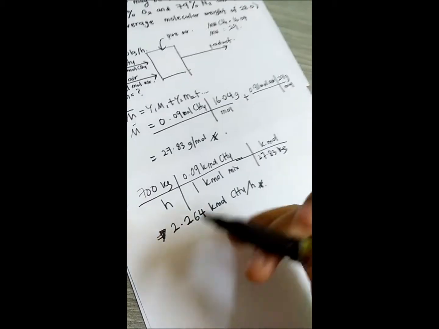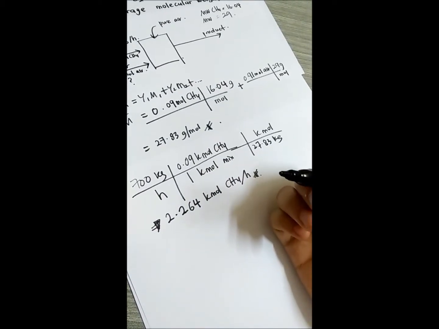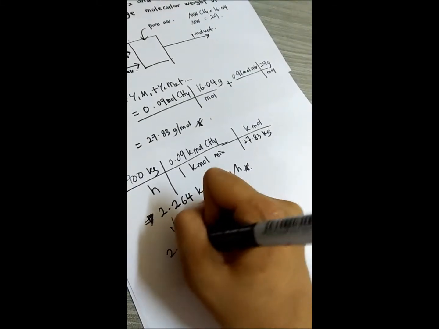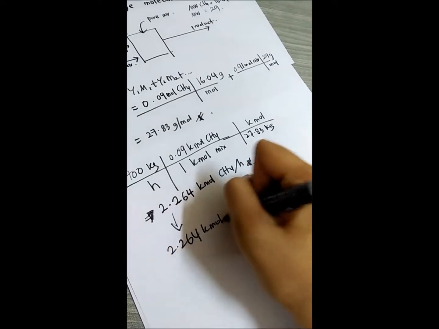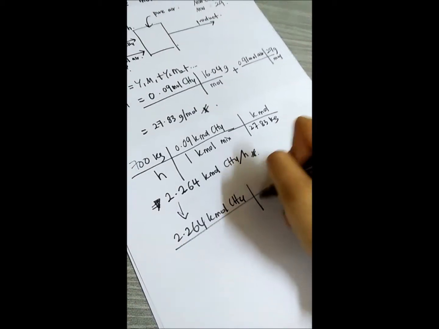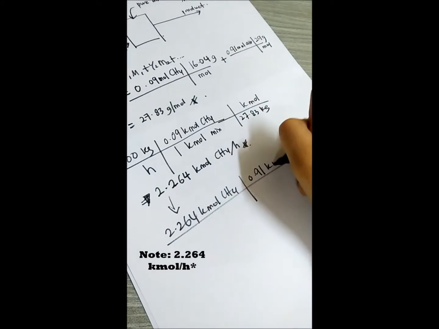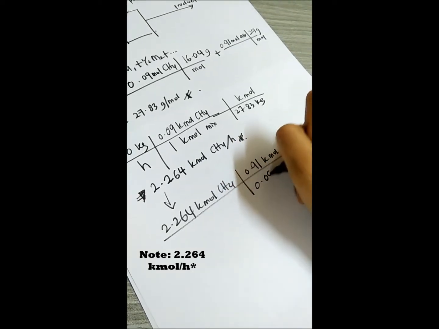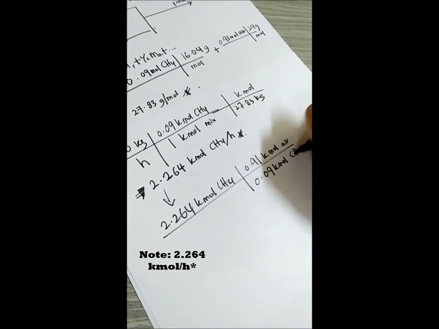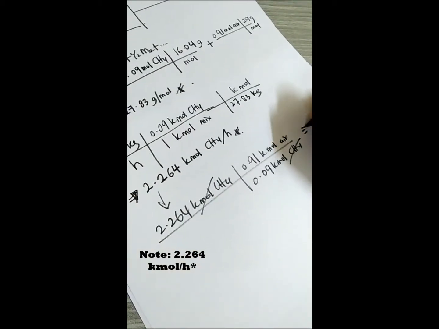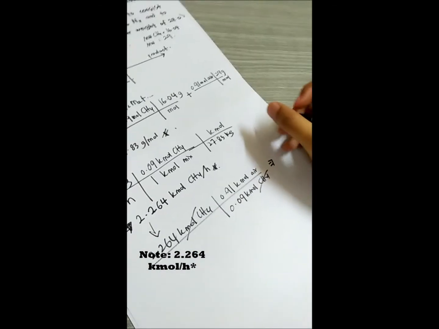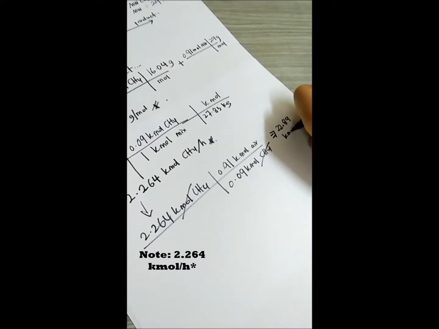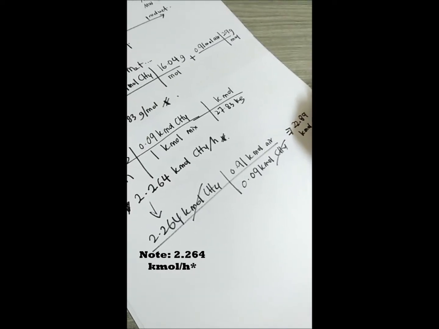Then you can use this value to calculate the molar flow rate of air. So 2.264 kilomole of methane times 0.91 kilomole of air in 0.09 kilomole of methane. You can cancel the units, so you get that the flow of air is 22.89 kilomole air per hour.